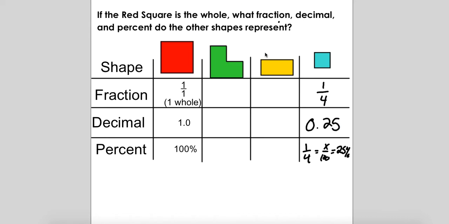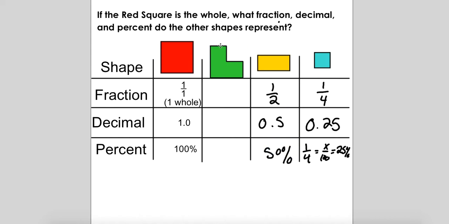And if I looked at my yellow shape over here and compared it to my red shape, I can see that about 2 of these yellow shapes fit within this red shape. So it takes up about half the space. So I can say that 1/2 of the shape is yellow. As a decimal, we should know by heart that 1/2 is 0.5, and half of 100% would be 50%.